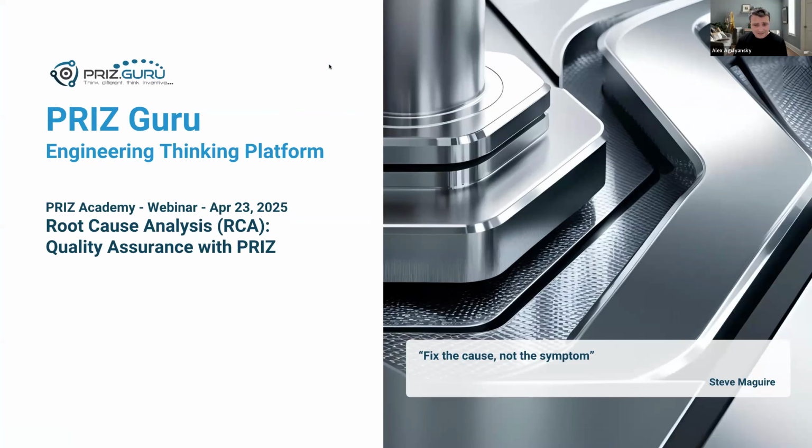As Steve McGuire said, fix the cause, not the symptom. We've seen a lot of cases where people try to address the symptom, or what we many times call failure, instead of digging in and trying to find the root cause and solving the problem at the root. Today specifically, we want to focus on root cause analysis, or RCA in short, and how we propose to manage that with PRIZ and the PRIZ platform in particular.